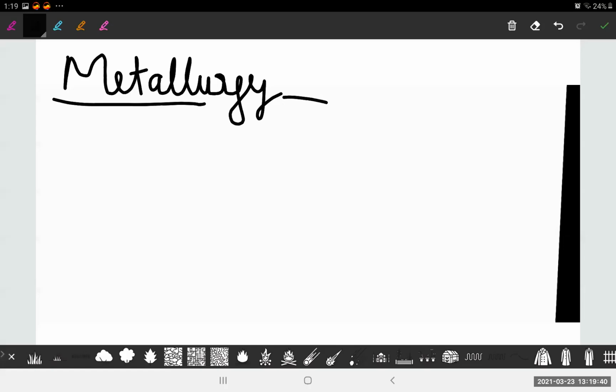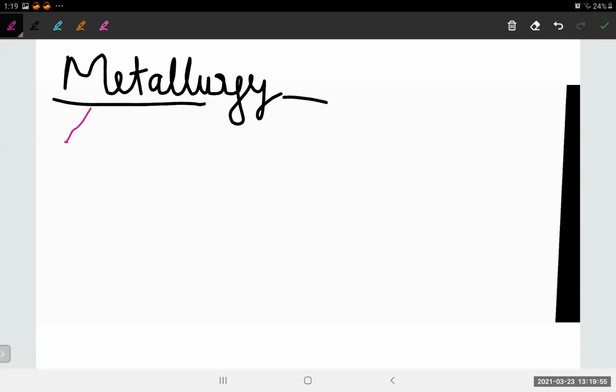Okay. Hello everybody, a very good afternoon. Today we are starting with a new chapter, that is metallurgy. In the previous videos and sessions, we have already completed the chapter electrolysis and the previous chapters. So today we are starting with this metallurgy chapter. So let's start. First of all, let's understand the meaning of the word metallurgy.